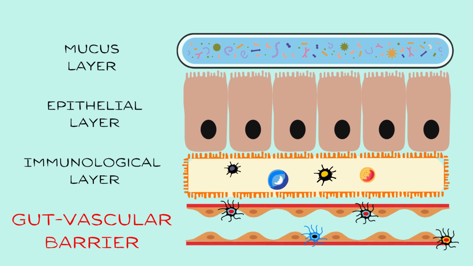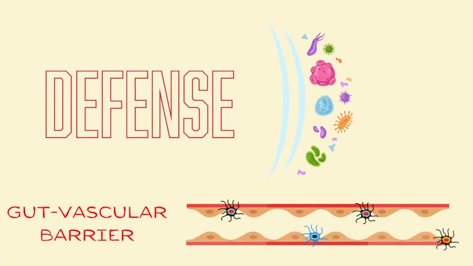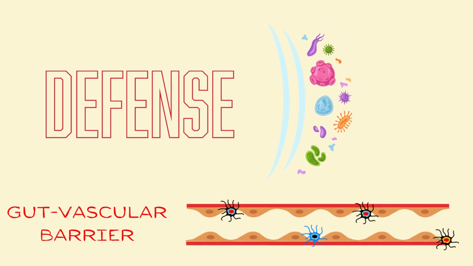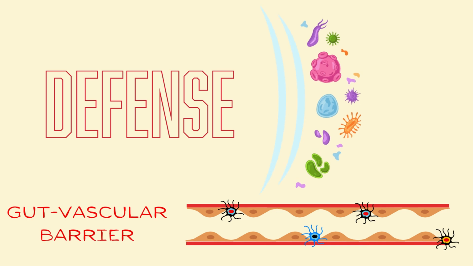While the epithelial layer functions as an outer physical barrier that separates the interior of the human from external factors, the gut-vascular barrier can be viewed as an additional barrier that defends against systemic dissemination of microbes, toxins, or other potentially harmful substances through the bloodstream.